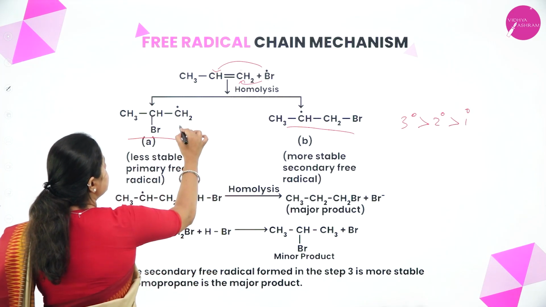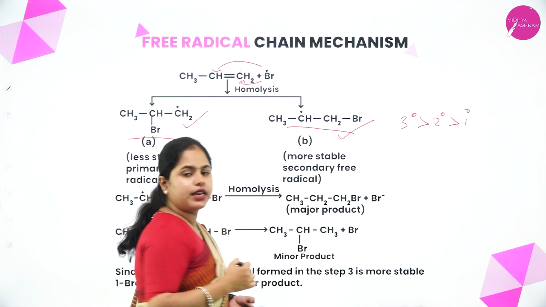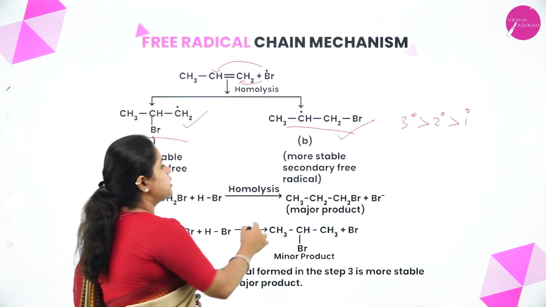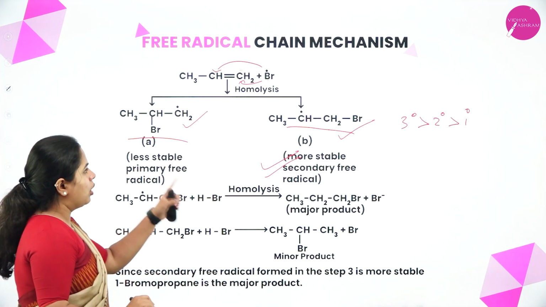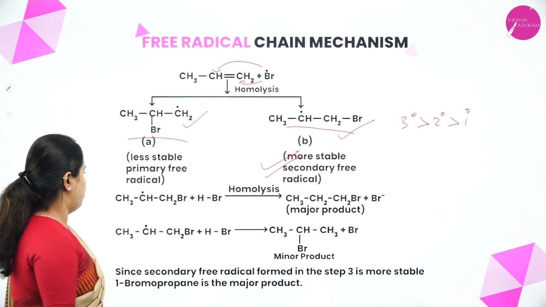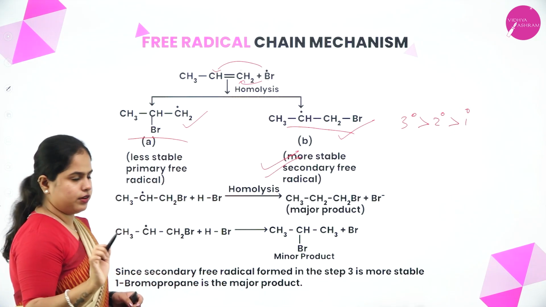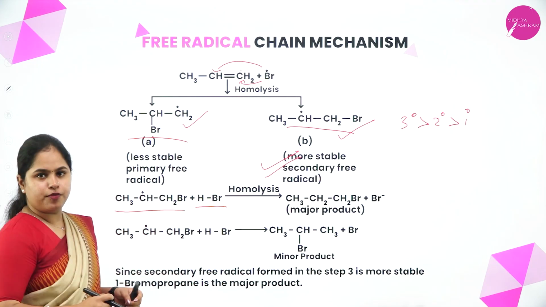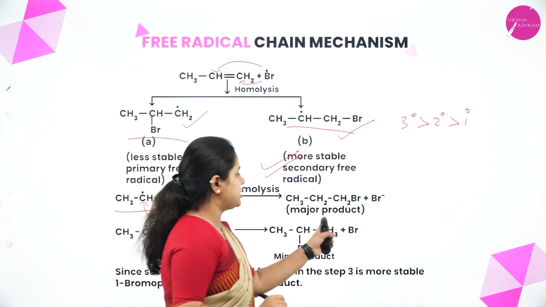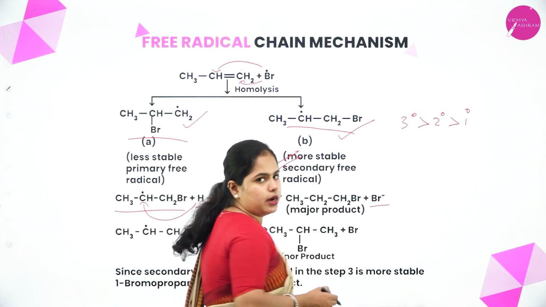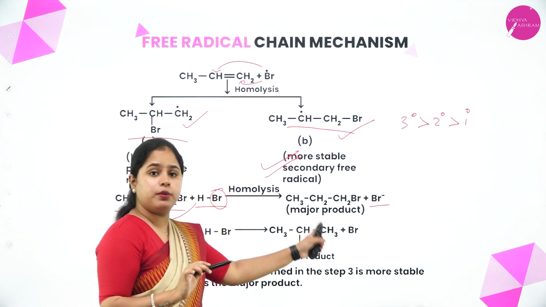As you can see here, this is an example of a primary free radical and this is an example of a secondary free radical. Comparing these two, this will be more stable and this will be the product which is formed. So out of these two, the secondary free radical will be formed. Now to this secondary free radical, HBr is added. The hydrogen will come and attack here. So you will get CH3CH2CH2Br and Br free radical. This Br will still be there, and that is the major product.